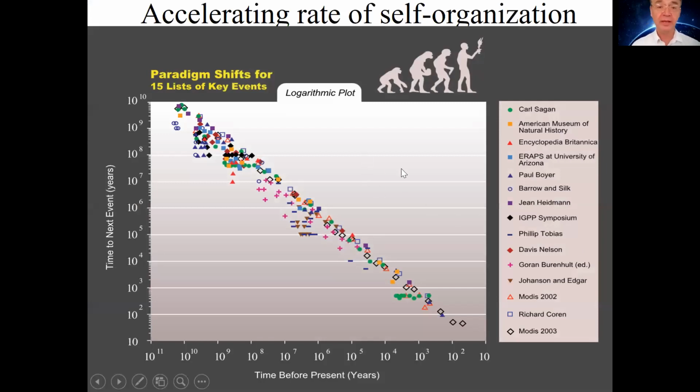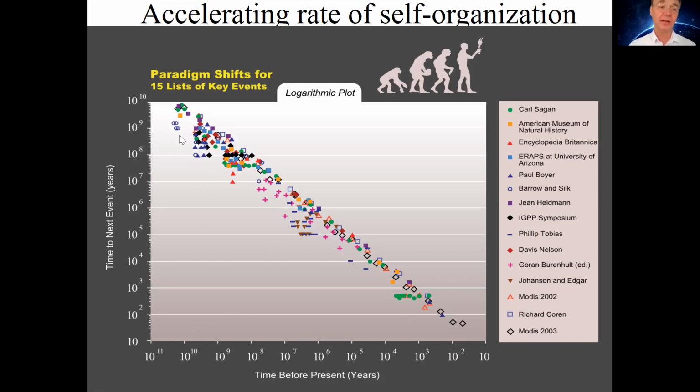And also, in case Carl Sagan is wrong, here is a list prepared by Ray Kurzweil of 15 sources, including Modis, the Encyclopedia Britannica, and also Carl Sagan, of the acceleration of major complexity-increasing events happening since the Big Bang. You can see the enormous acceleration: on the vertical axis you see the time to the next big change in complexity or structure, and the x-axis is the time before present on a log-log scale.